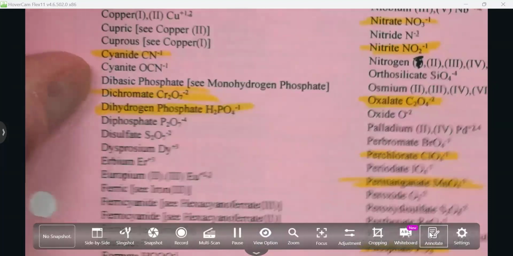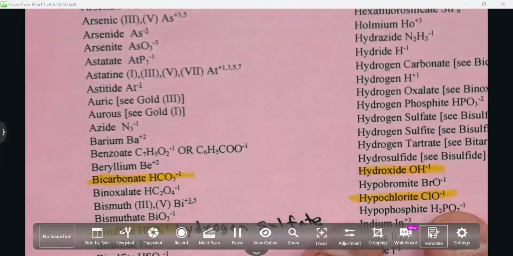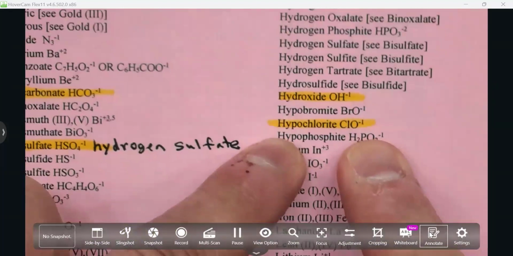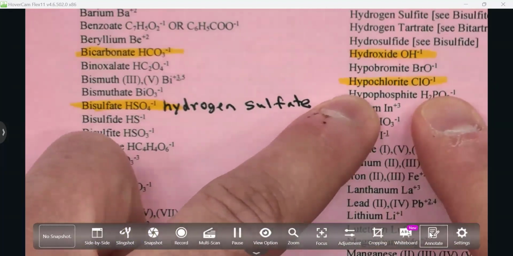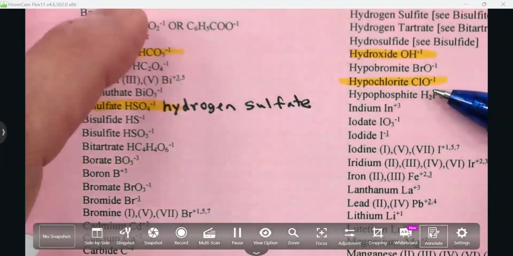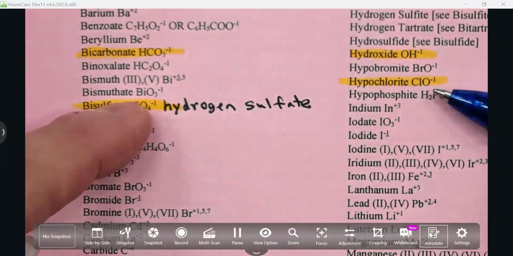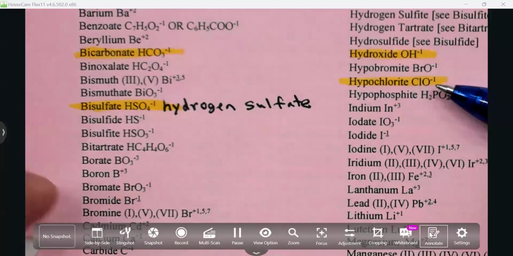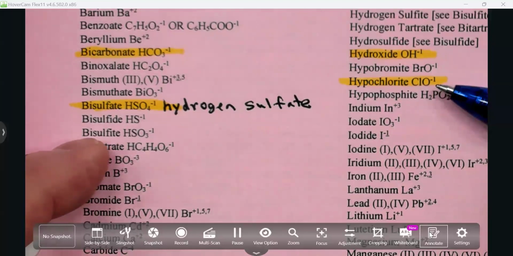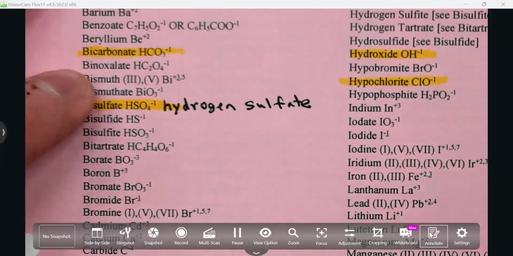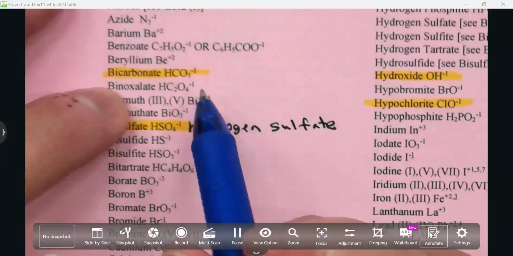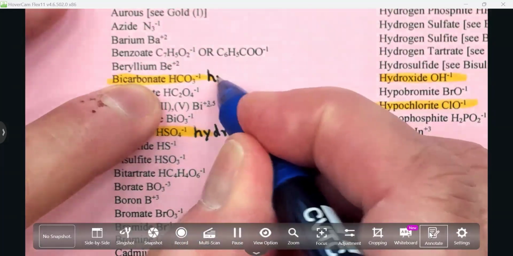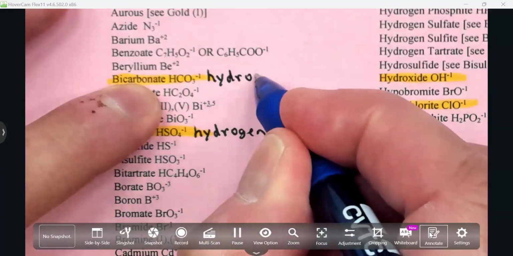Okay, I'm going to go to the middle column. We're at hydroxide, hypochlorite in the middle. Hydroxide, hypochlorite. Let's go back to this. We can call this one hydrogen carbonate.